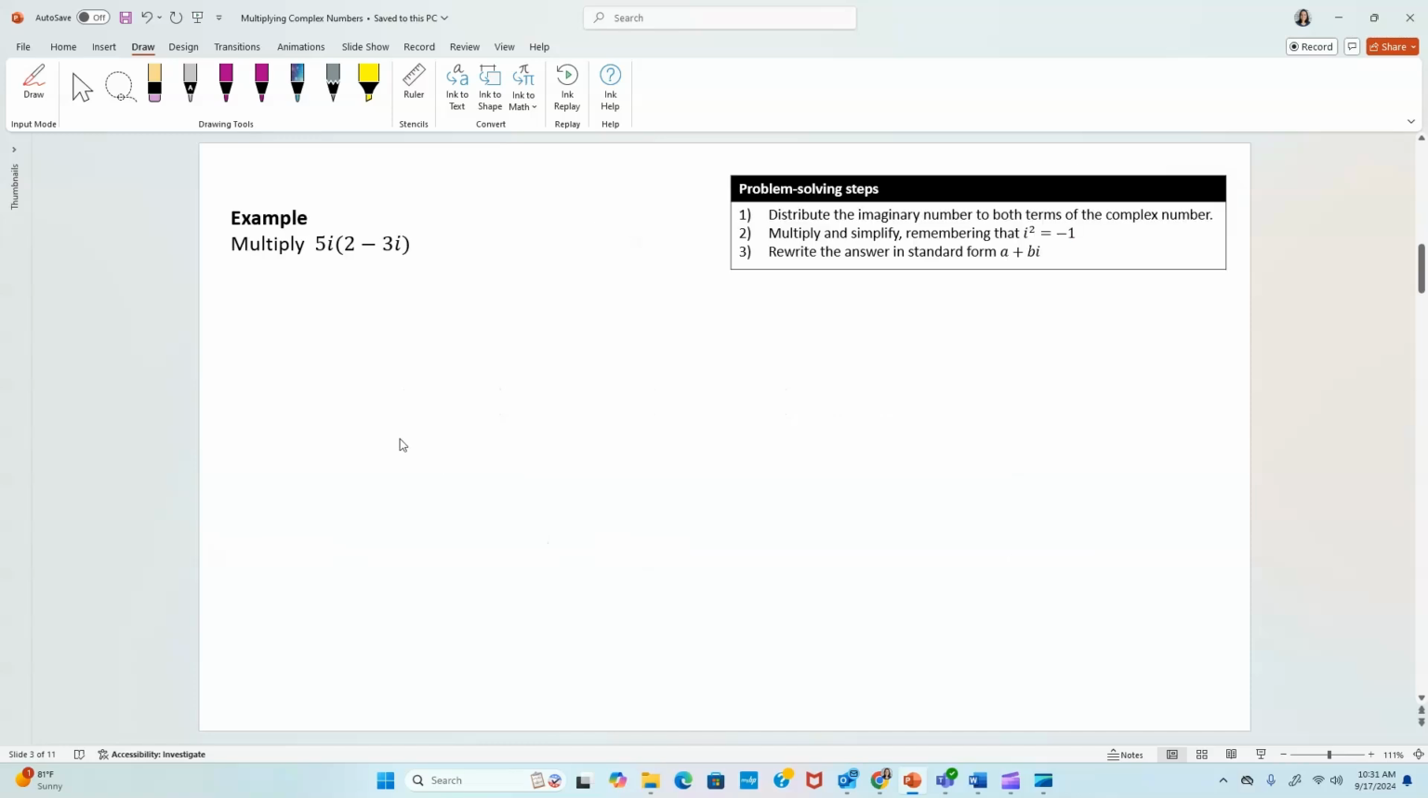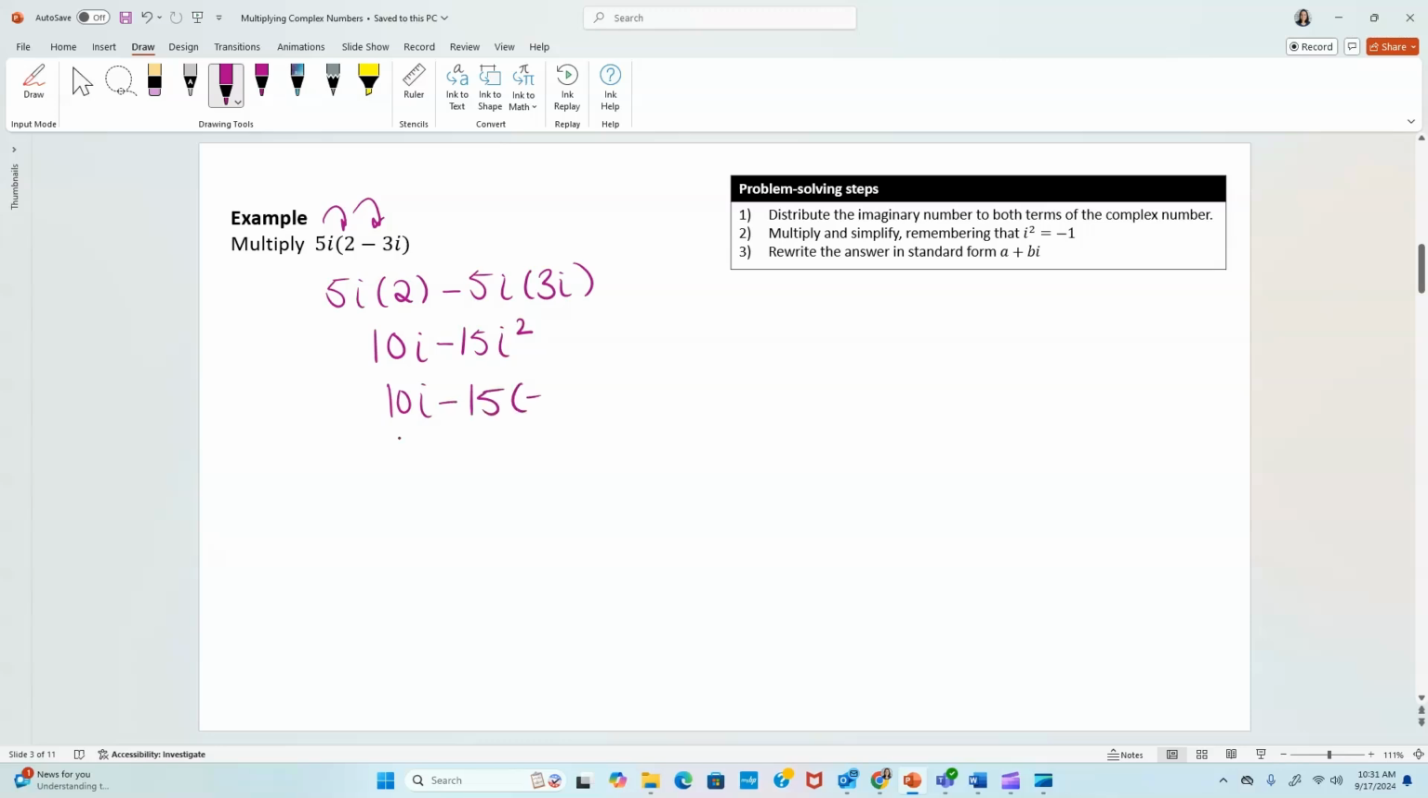So let's look at an example. Suppose we have 5i times 2 minus 3i. We're going to multiply everything by 5i. So we have 5i times 2 minus 5i times 3i. 5i times 2 becomes 10i, minus 5i times 3i, which becomes 15i squared. Remember that i squared is -1, so this becomes 10i minus 15 times -1.